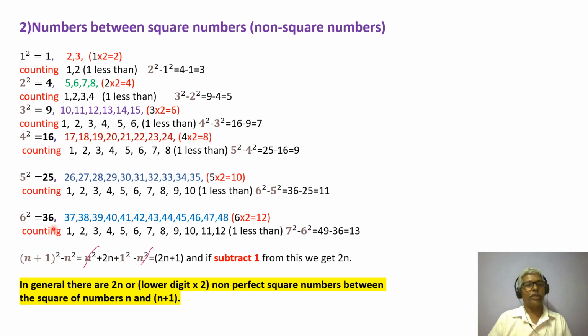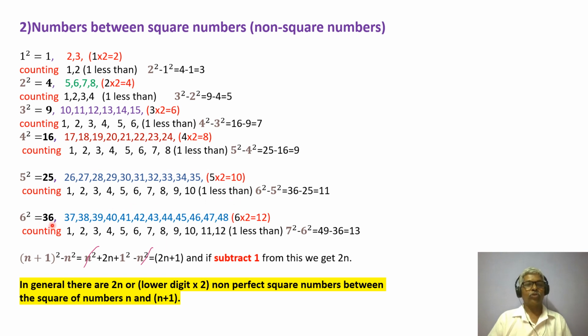6 square is 36. So the numbers between these two are 26, 27, 28, 29, 30, 31, 32, 33, 34, 35. How many numbers? 5 into 2, there are 10 numbers. Yes, let us check again. 6 square minus 5 square: 36 minus 25 is 11. Subtract 1 from this, you get 10. Yes, there are 10 numbers: 1, 2, 3, 4, 5, 6, 7, 8, 9, 10.